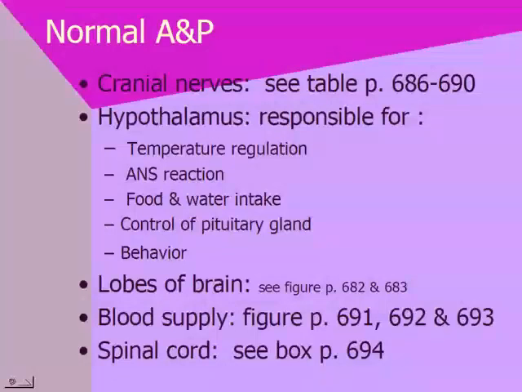The hypothalamus is responsible for temperature regulation, autonomic nervous system reaction, food and water intake, control of the pituitary gland, and your behavior. It's your master gland. For the lobes of the brain, there's a figure on pages 682 and 683 that shows those.